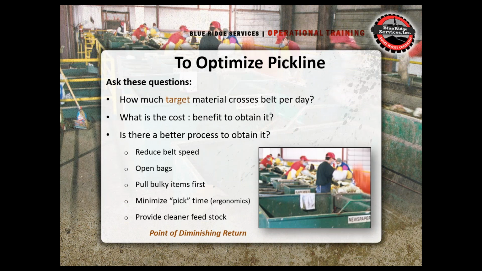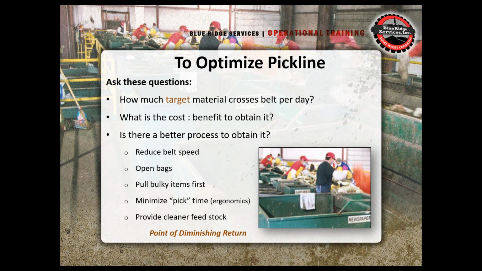So part of the solution to this comes down to, for example, optimizing the pick line. You know, how much target material crosses the belt per day, and what's the cost and the benefit to obtain it. So it's there, it's in your facility, but you got to get it out. You got to be able to pull it out of that waste stream or that single stream recyclables, whatever form that's coming into your facility in. You need to pull it out for the least cost, and it needs to be material that's going to make a difference in terms of diversion or revenue.